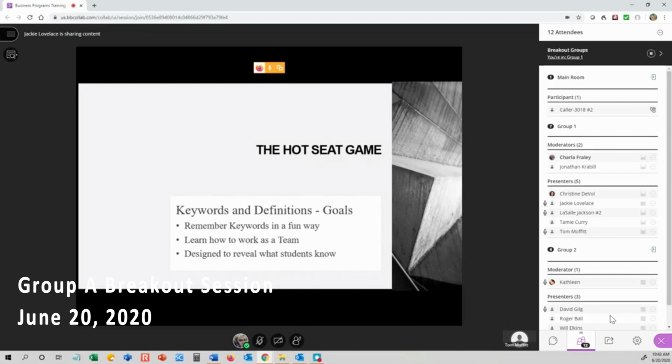For the instructor, it's designed to reveal what my students know. The Hot Seat is really good because it helps me see which important terms they don't know, so I can go back and lecture on them, get more definition, and dig deeper into the concept for my students when we play the Hot Seat game.